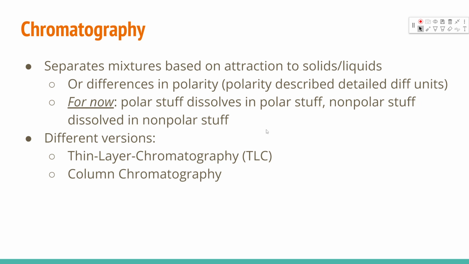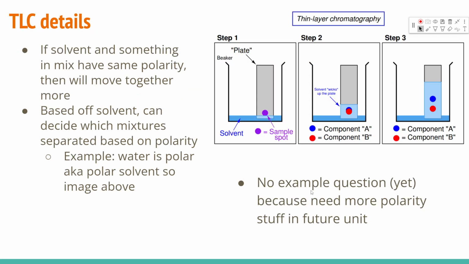For now, again, it's just this. And there are two versions you have to know. You need to know TLC, which is thin layer chromatography, and then column chromatography. And so, again, I'm not going to hardcore talk about this, but essentially for TLC you've got a solvent, you have a sample on this plate. It could be paper, it could be something else. That sample is going to separate as that solvent travels up, and so you can see the two separations here. And it is again based off polarity, which we will talk about in a future unit, because I see no example question about this. So this is it for now.